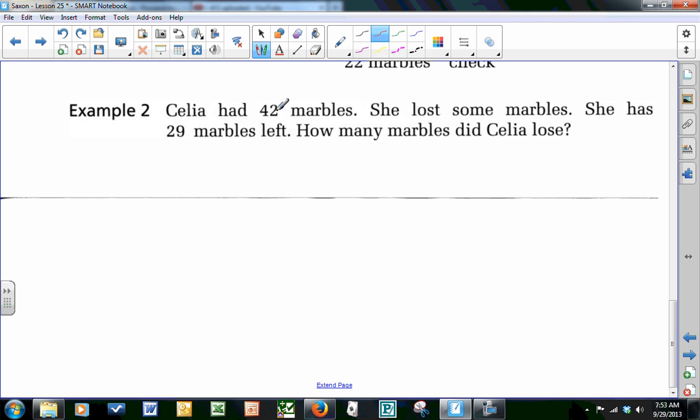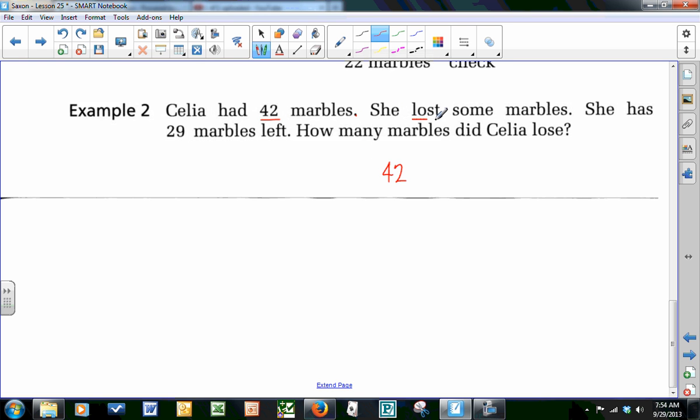Let me change pen color. Celia had 42 marbles. Okay, so I'm just going to stop after every period and pause and think about that. Well, she had 42 marbles, so I'm going to put 42 on my paper. That's what you would do. Then I'm going to read the next sentence.